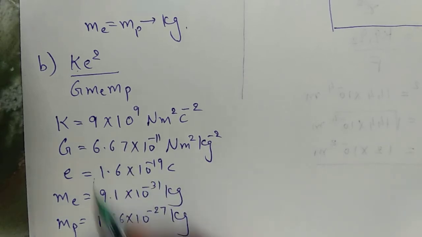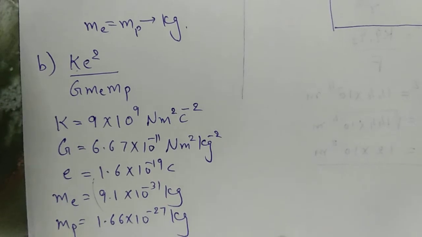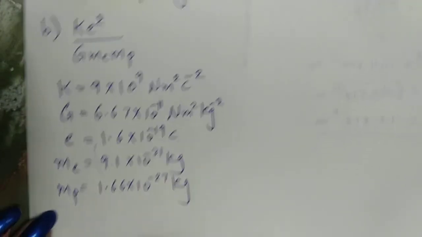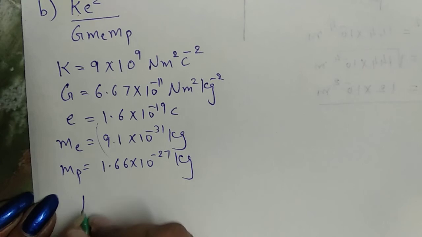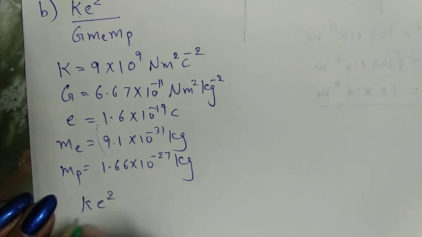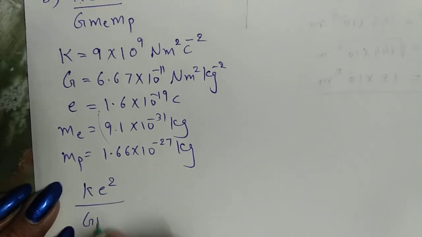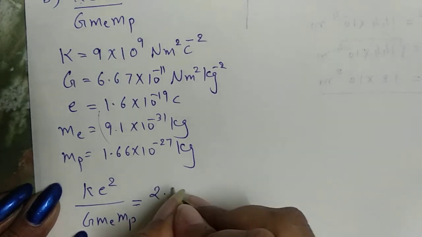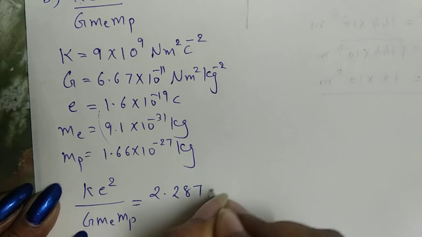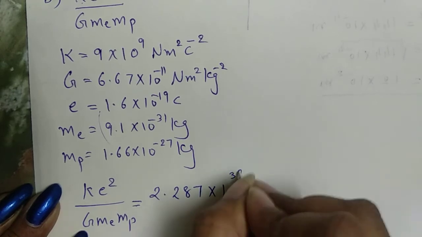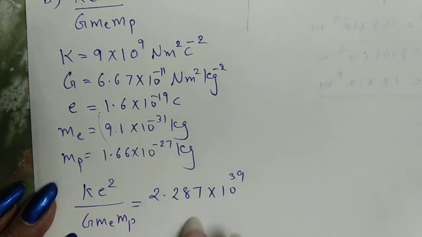Now substitute all these values in this equation, then you are going to get your answer as 2.287 into 10 raised to 39. Okay, so this is the solution of part B.